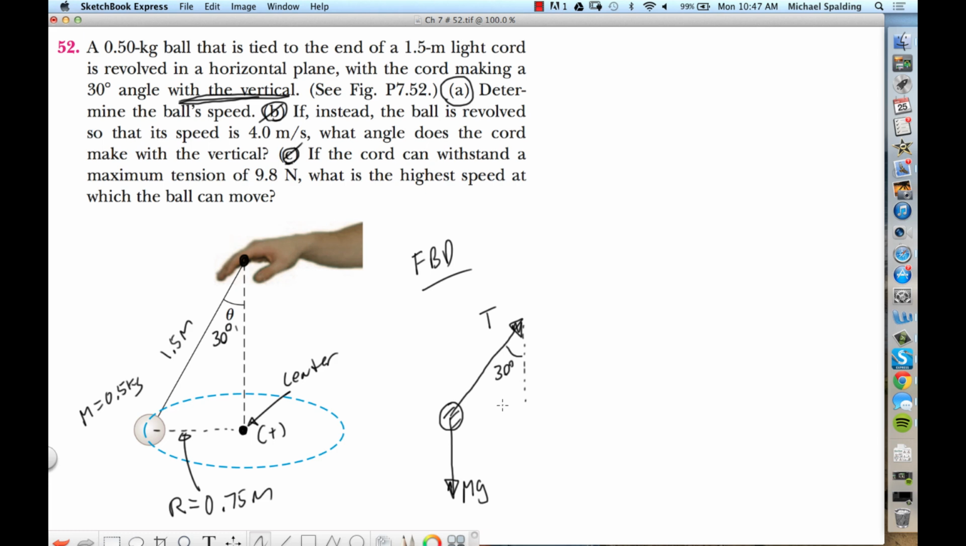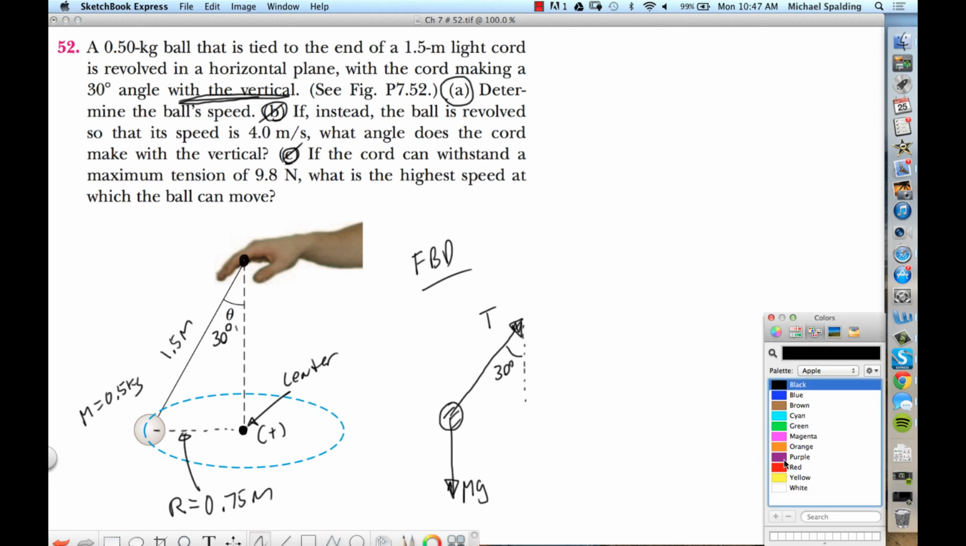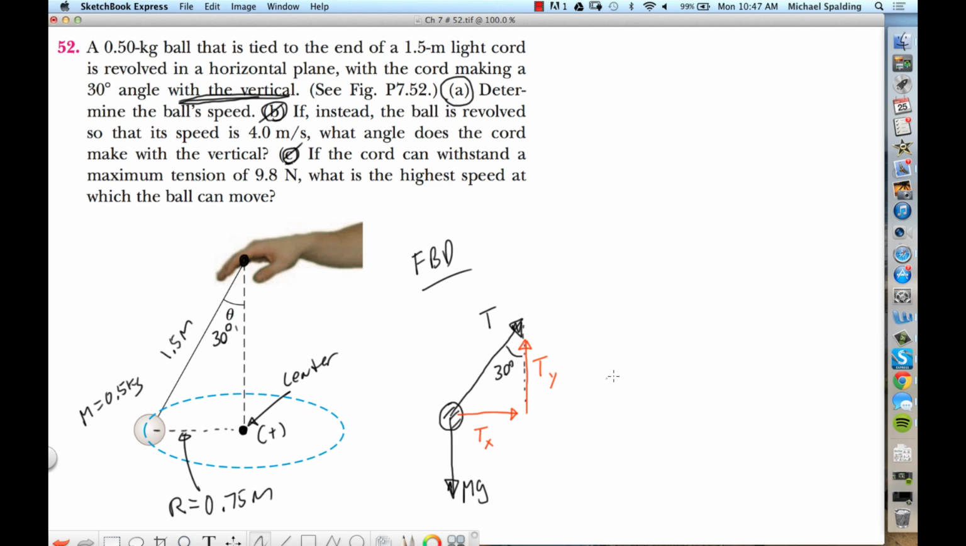Tension needs to be broken into x and y. So using the red pen, tension has an x component, I'll call that T sub x. And it also has a y component, I'll call that T sub y. Okay, so that's the free body diagram. Now, let's sum the forces. Sum the forces in the x, sum the forces in the y.